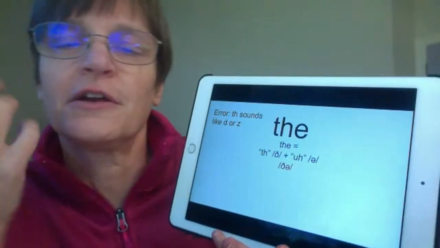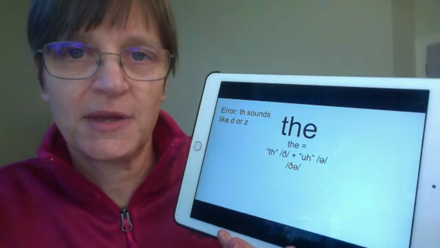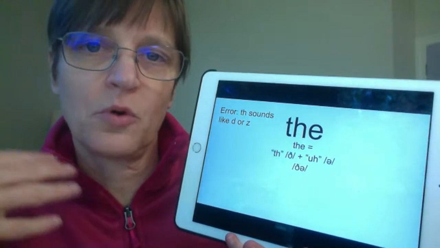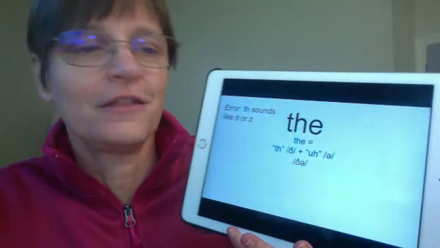So the first error is often with the TH sound. As you know, it is a challenging sound to make in English. And for many non-native speakers, their TH ends up sounding more like a D, so the would sound like duh, or like a Z, the would sound like z.